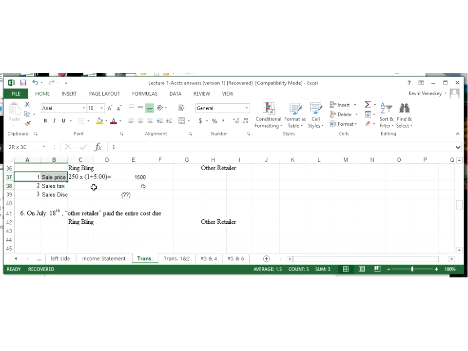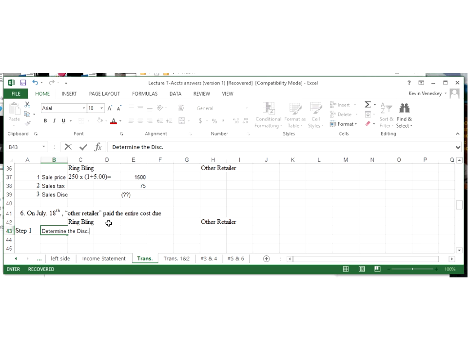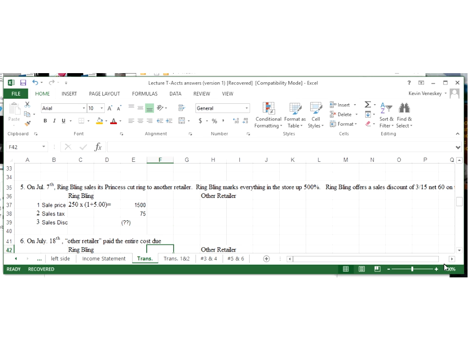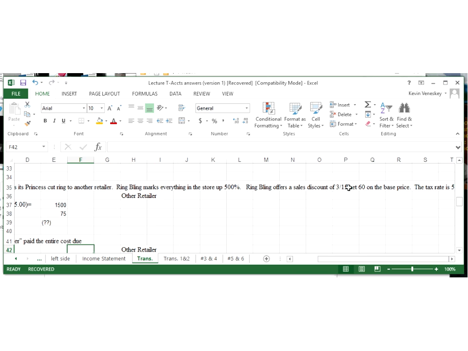Now, instead of doing this as my little off to the side typings that I need to update my books, I'm going to do the same thing, but I'm going to show how we get the discount and how to do the journal entry in 2 hopefully easy steps. Step 1 is we just want to determine the discount. And how we're going to do that, don't just jump to a conclusion here, because I want to read it real carefully. Ring Bling offers a discount of 3% on the base price only.